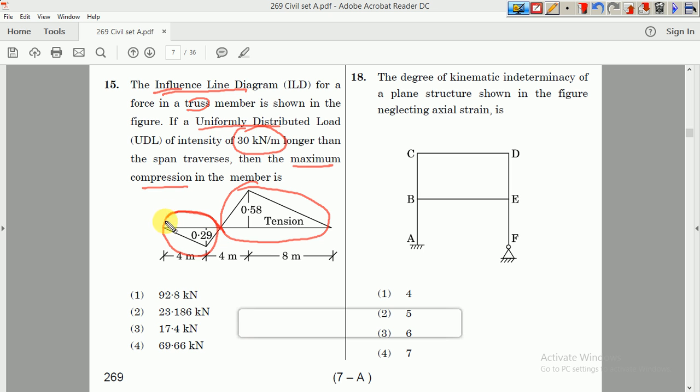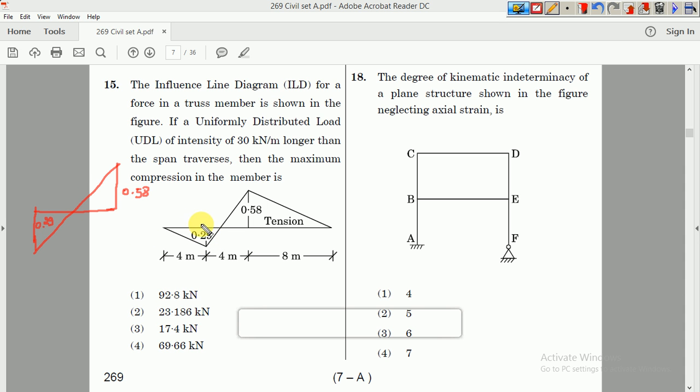I need to find the area of this part. Just forget about this part because it is in tension. They are asking us to find the compression, and I am finding the area, but I don't know the length from here to here. I know 4 meters from here to here, and then I want this distance. So how to find this distance? Make use of the similar triangle concept. I'll explain this with a figure.